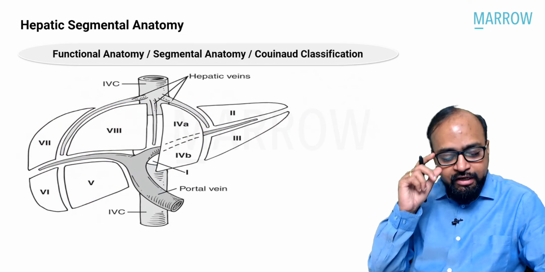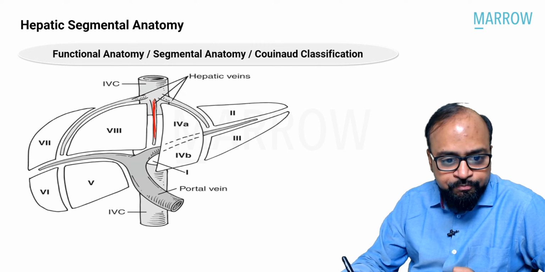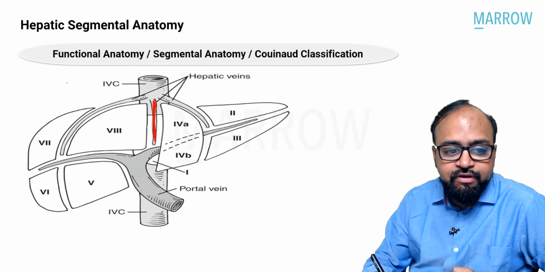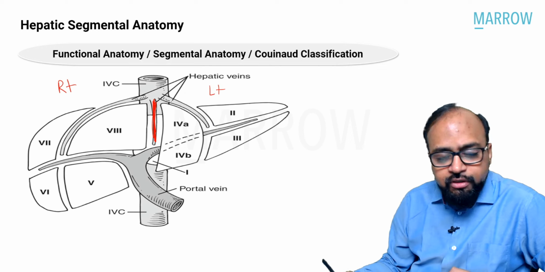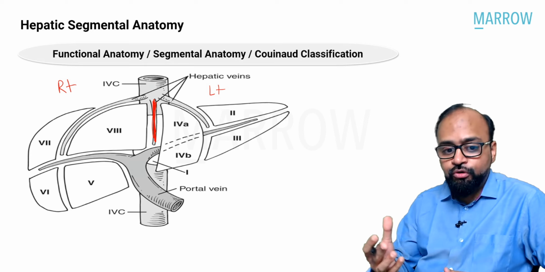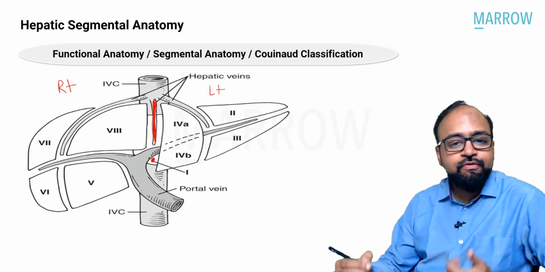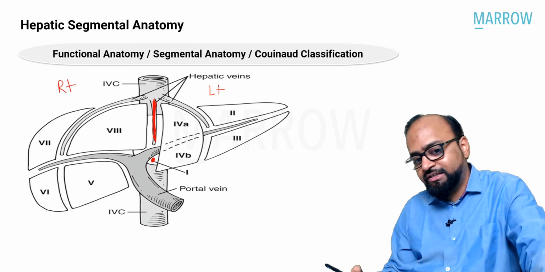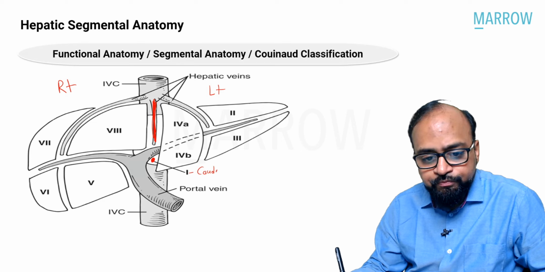Now look at the schematic diagram. Do you remember I told you it is the middle hepatic vein that divides the liver into the right lobe and the left lobe? Now let us focus on the left lobe first. I've told you segment 1 is located posteriorly here, just in front of the IVC. It won't be seen from the front. That is a separate segment. What is this? This is the caudate lobe.